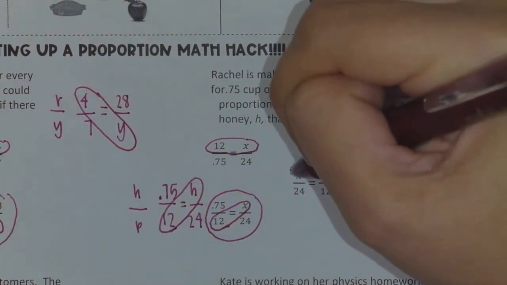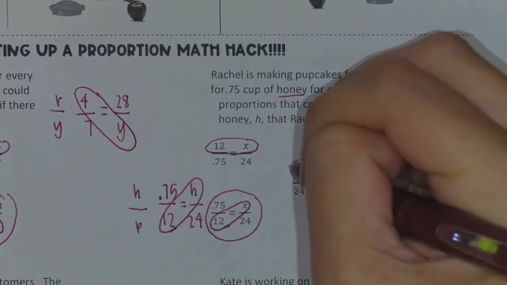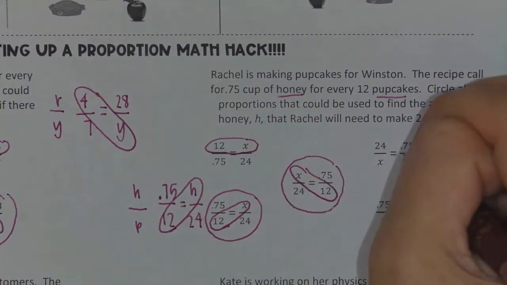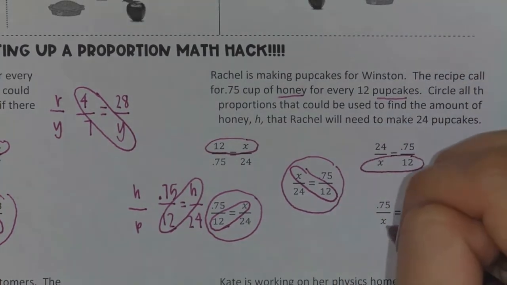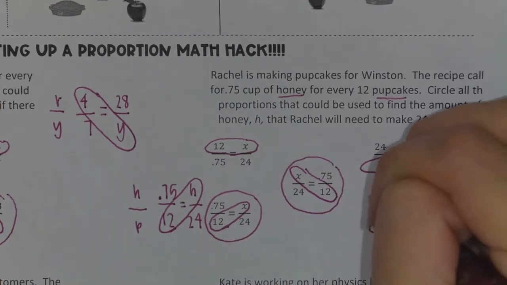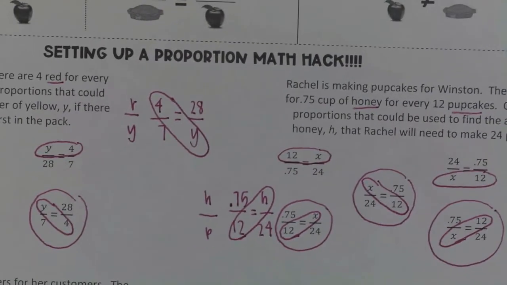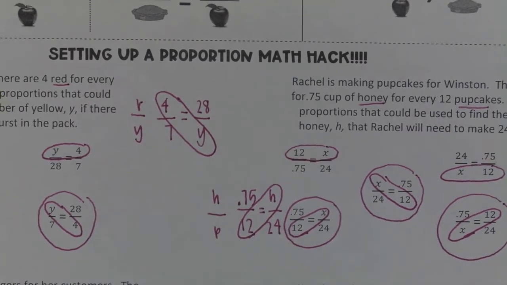This proportion would help us solve. On our next one, X and 12 are diagonal from each other. This would be a great proportion for us. Our next one, X and 12 are right next to each other. Not a good proportion. And then our very last one, X and 12 are diagonal from each other. This is a good proportion. So again, that is our Smith Super Secret Math Hack. Just look for what is diagonal from across your variable. It should always be the same no matter how you set up your proportion.